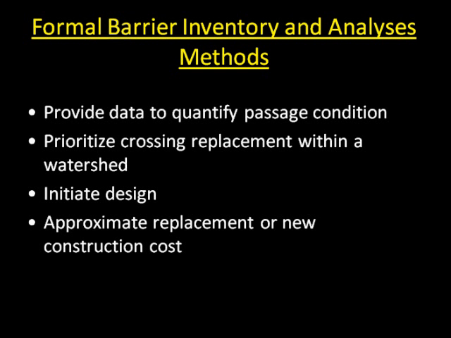Another aspect of considering watershed factors during the first phases of a passage program or individual project is to consider the use of formalized inventory and analysis methods. Formalized methods can help guide data collection and will provide some very useful information. In general, these additional details will help you quantify passage condition across a range of flows, prioritize crossing replacements within a watershed, initiate design, and approximate replacement or construction costs.